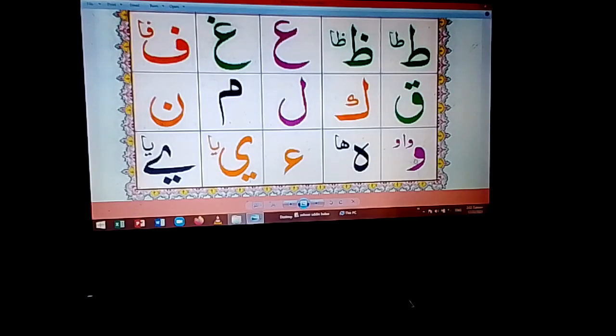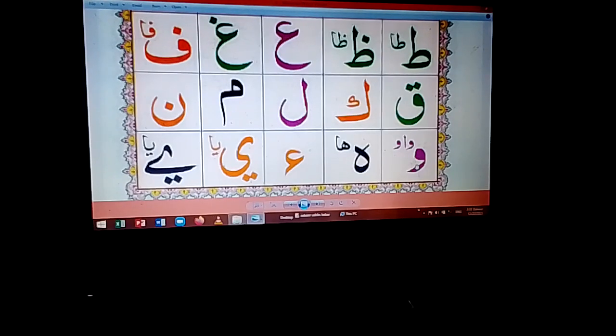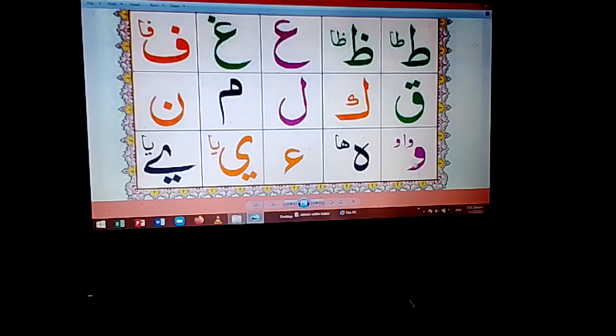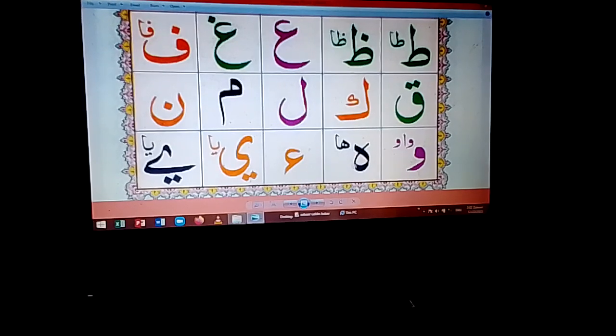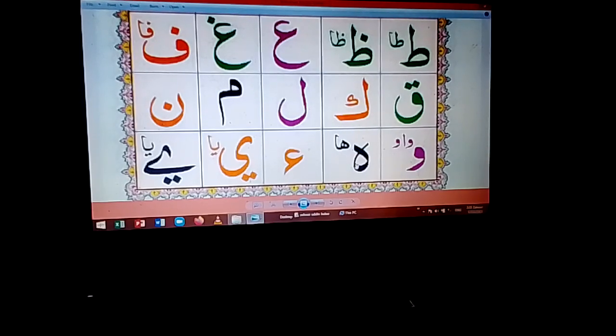Last line, that is wow, simple wow. And this is ha. This one is also ha. You see this small letter here. This is also ha. It has two eyes, and this is simple one circle. So this is ha, and this is also ha. But at this stage we will read only one ha.